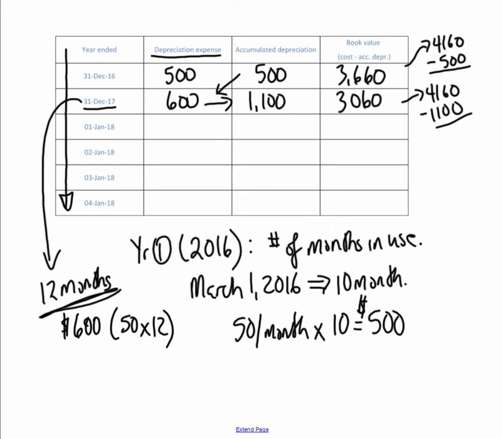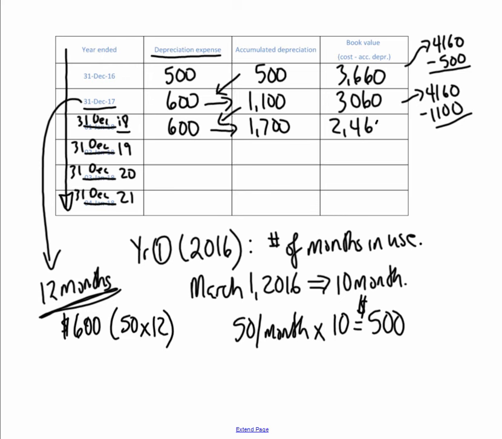Oh, these dates. I placed the wrong dates here. Oh, my apologies. So let's keep going. We've got $600 when we're at the end of 2018. We're going to calculate the accumulated depreciation, $1,700. We're going to calculate the book value. It will be $2,460. At the end of 2019, what are we going to do? $600, because we've used it for all 12 months. We're going to calculate accumulated depreciation, which is $2,300. And then we're going to calculate the book value, $1,860. We're now at the end of 2020.